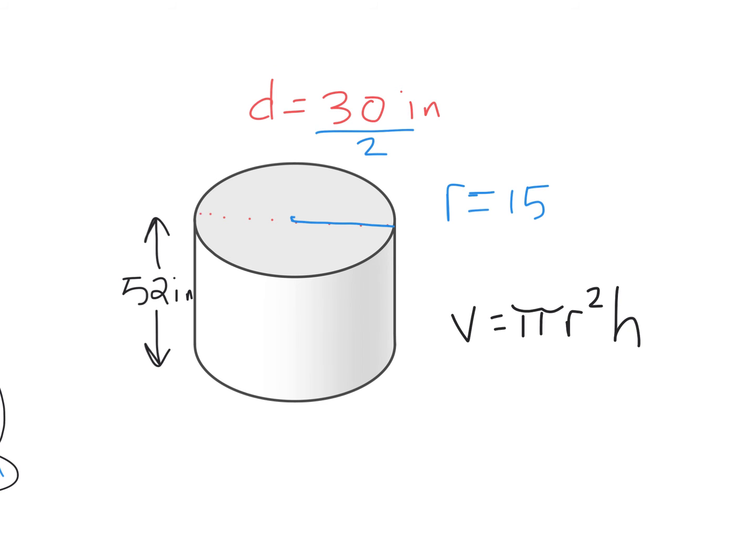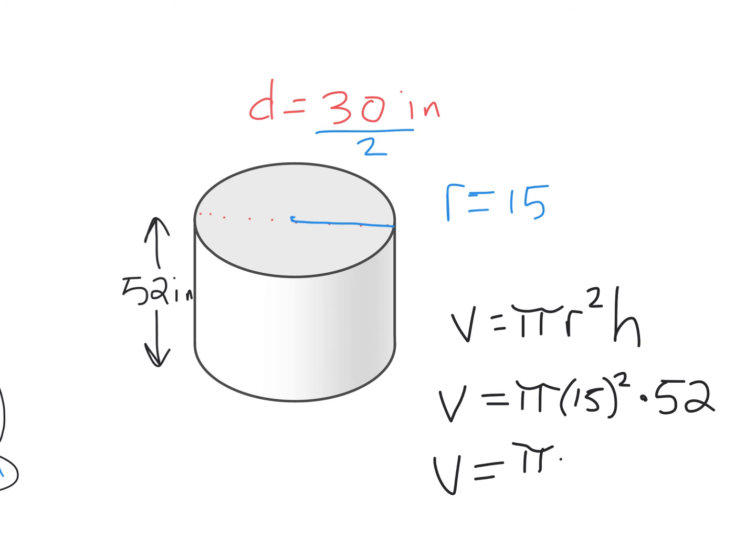So I'm going to plug in the numbers that I do know. Volume is equal to pi. We know r is 15, so 15 squared times the height, which is 52. Now I'm going to start out by squaring 15. So 15 times 15 gives us 225. So volume equals pi times 225 times 52.